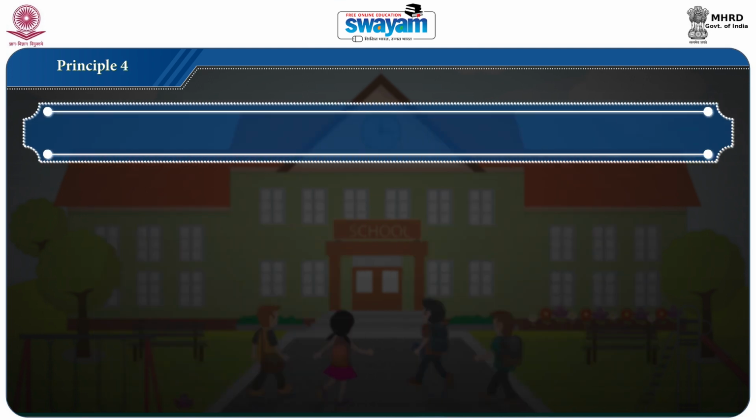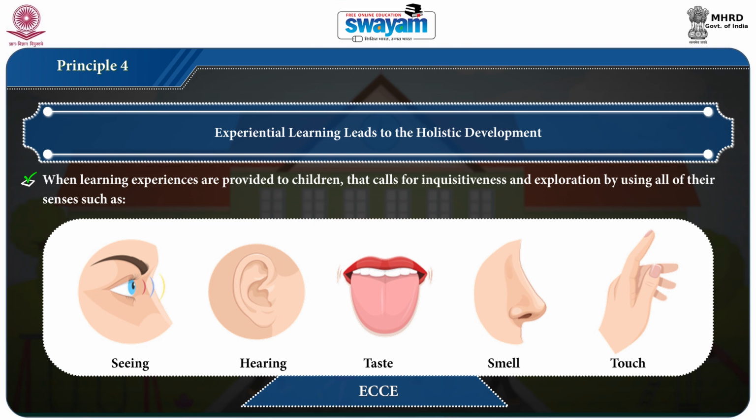The fourth principle is that experiential learning leads to holistic development. When learning experiences are provided to children that call for inquisitiveness and exploration by using all of their senses such as smell, taste, touch, hearing and seeing, the child is said to have attained all-round development. Hence, every child should be provided experiential experiences that sustain their interest in learning and enhance their positive disposition to explore and build skills across all the 3 major domains of development.